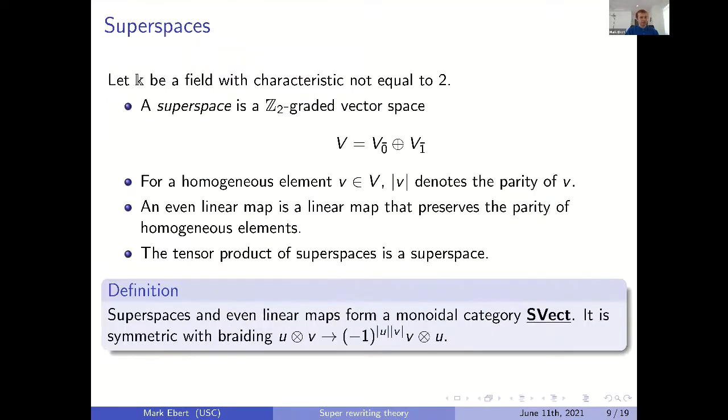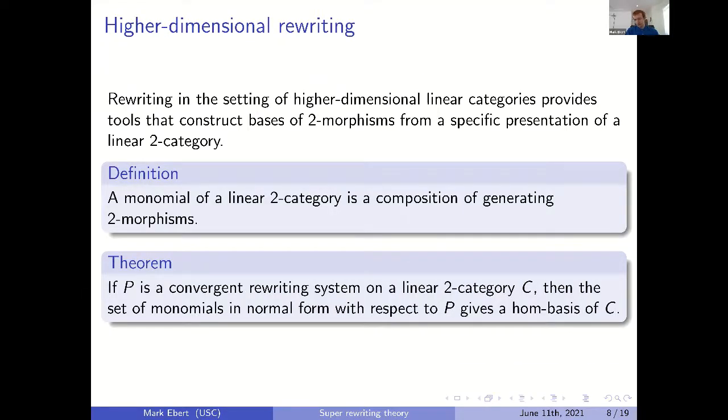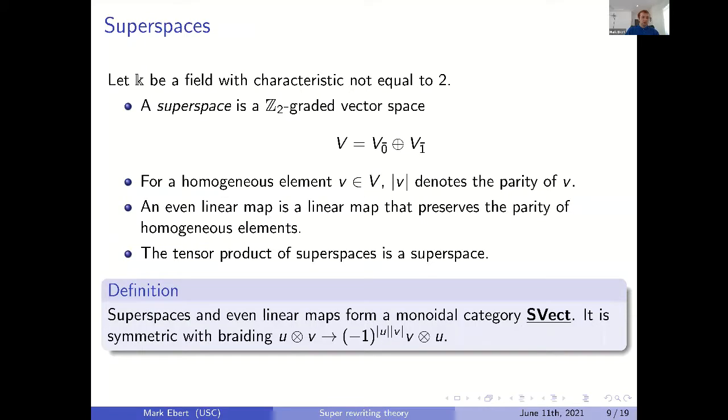However, I haven't actually defined what a two supercategory is. It's not the most likely that people are that familiar with supercategories, so I figured it'd be worthwhile to talk about what a two supercategory is. So to start, a superspace. If you know linear categories, it's basically Z2 graded vector spaces. So a superspace is a Z2 graded vector space.